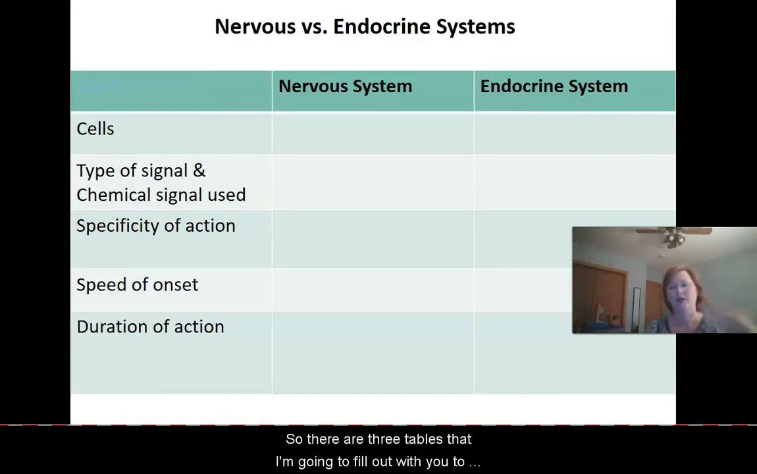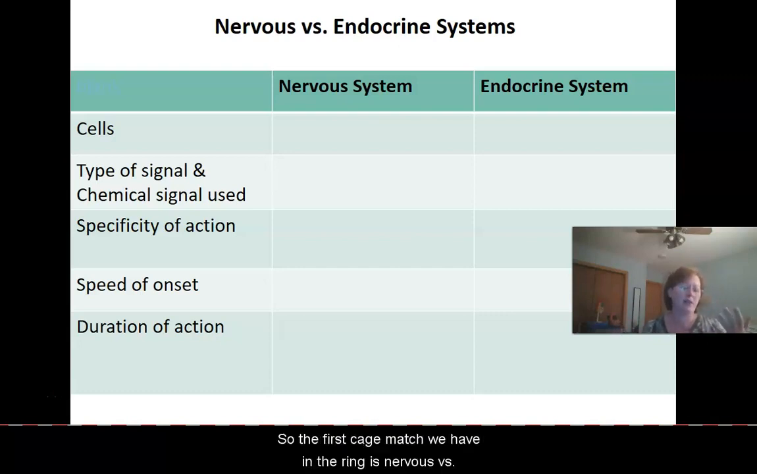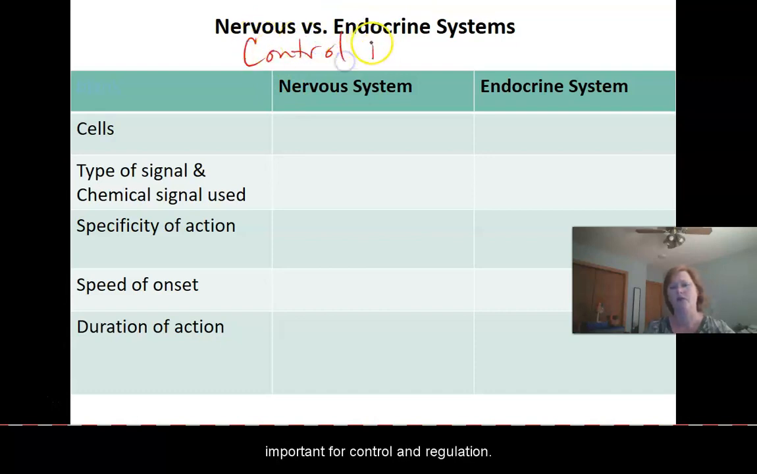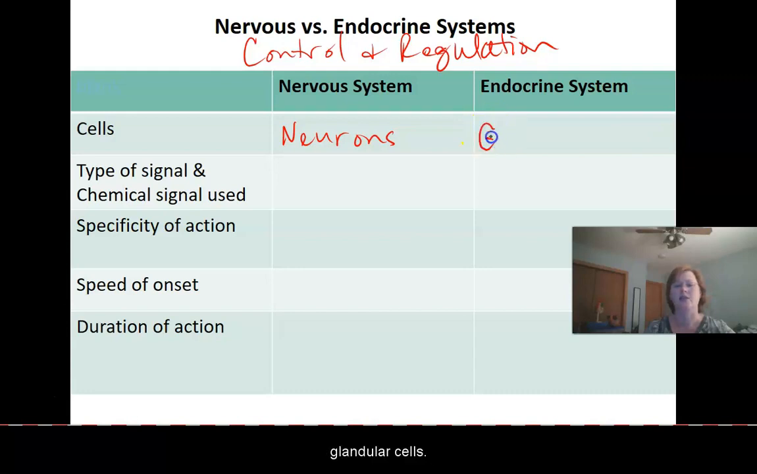So there are three tables that I'm going to fill out with you to go over some comparisons of things here. I like to call these my cage matches. So the first cage match we have in the ring is nervous versus endocrine system. So we already said that both of these systems are important for control and regulation. So what types of cells does the nervous system use? Well, it's going to use neurons, right? Whereas the endocrine system is going to use glandular cells.